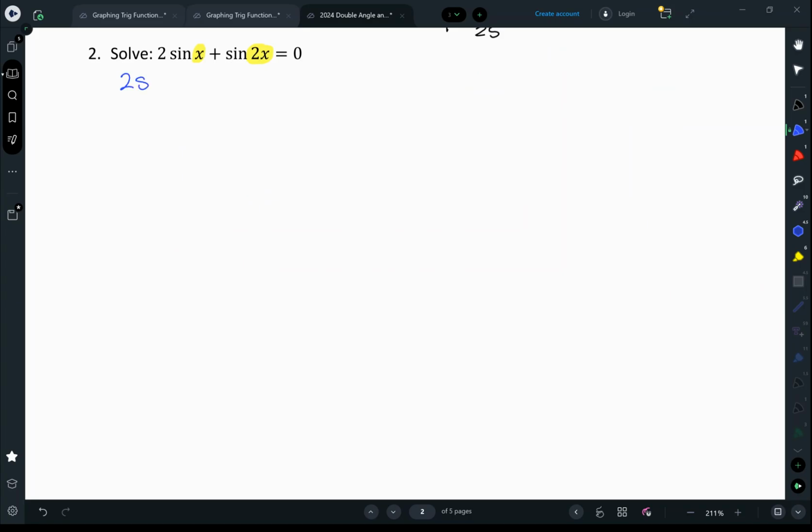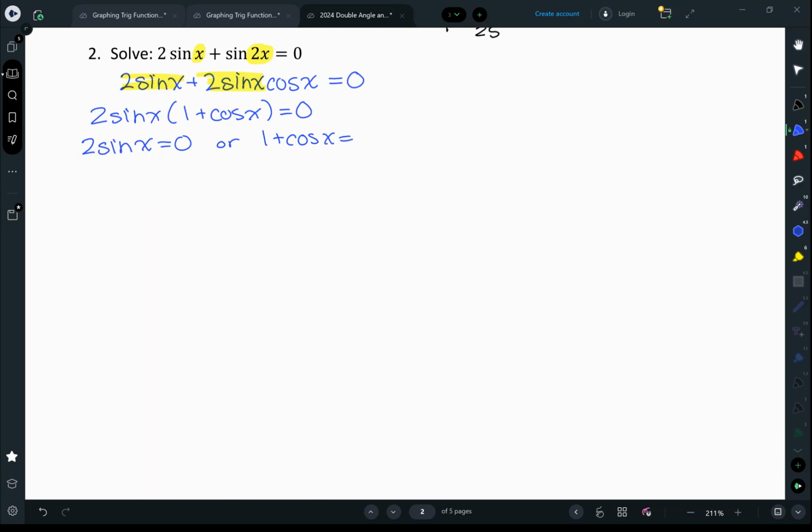So 2 sine of x plus the sine of 2x, which is 2 sine x cosine of x, and then that's equal to 0. And so now I can see that I can factor out the 2 sine of x from each of my terms. And when I do that, then I am left with 1 plus cosine of x is equal to 0. And so now since I have this equal to 0, I can use my zero product property and break it up into 2 parts. 2 sine of x equals 0, or 1 plus the cosine of x is equal to 0, and solve each of these equations independently. So go ahead and solve each of those equations independently and pause the video.